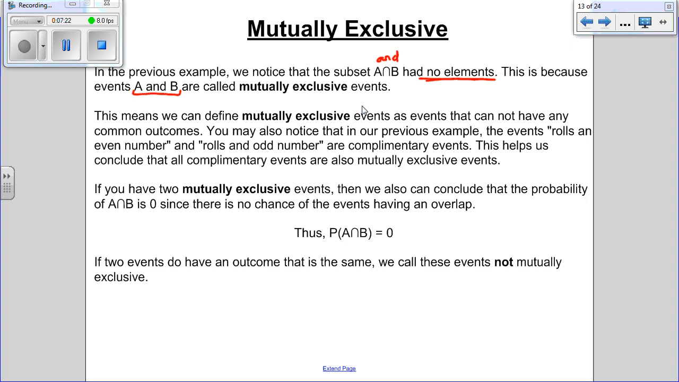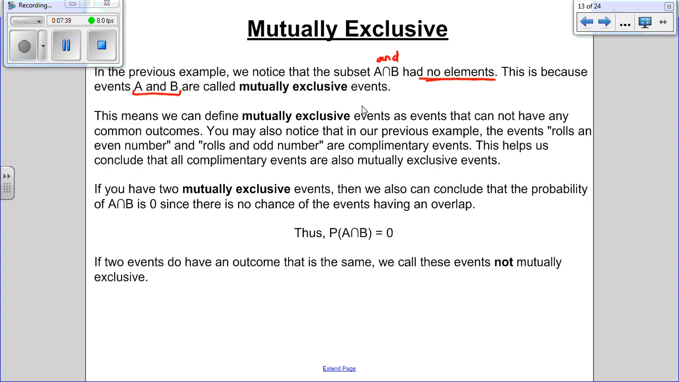A really common or simple one: if event A was it's raining outside, and event B was it's not raining outside, those are mutually exclusive events. There's no way they can both happen at the same time. It's either raining or it's not raining.